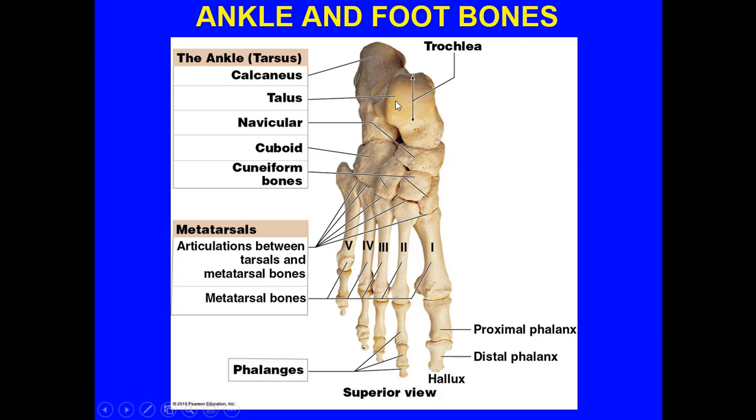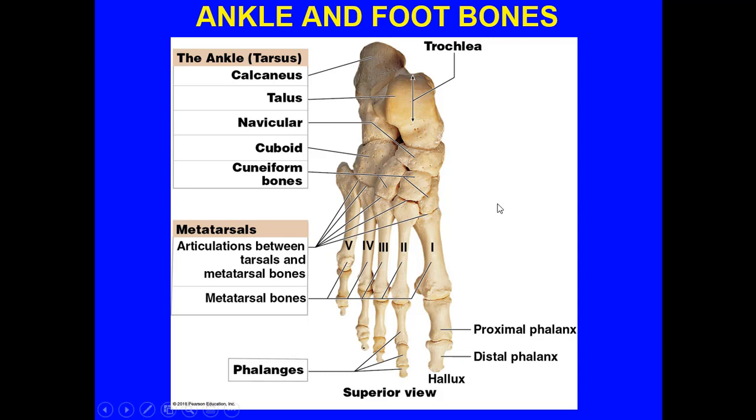You see all of the weight coming down on this talus. Okay, this is the trochlea of the talus here. This is where we have the ankle, because the back part here is your heel, calcaneus. You've got the talus, you've got the navicular, the cuboid, and 1, 2, 3 cuneiform bones.